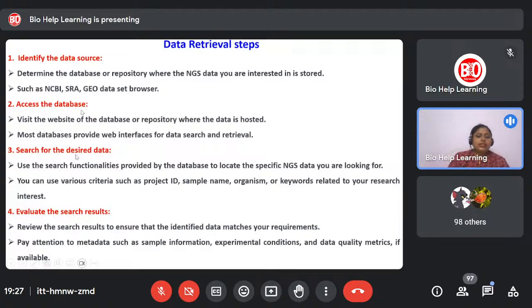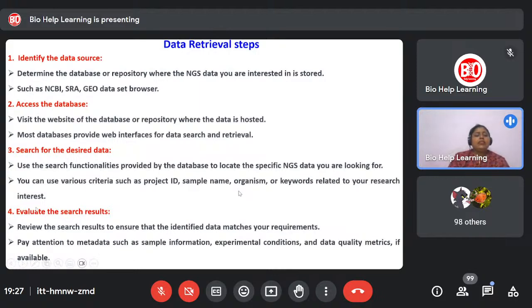Third one is to search for the desired data. So if you are proceeding further, it means you have selected the database and accessed the database. So now you want the desired data. What you have to do is search a particular term, any project ID, any sample name, any organism name, or any specific keyword which you want as per your desired result. So you can just type over there and click on search.